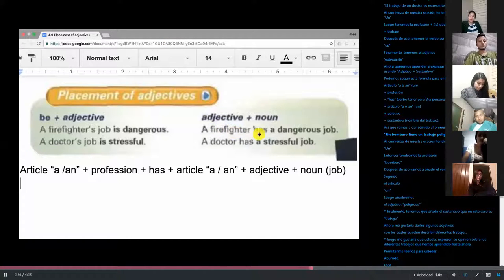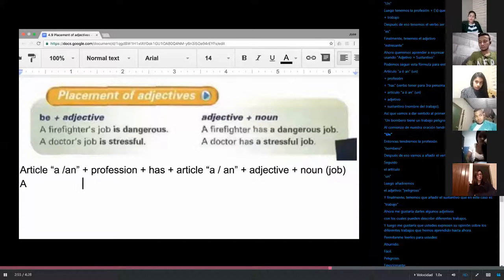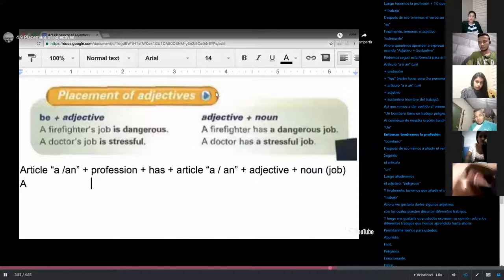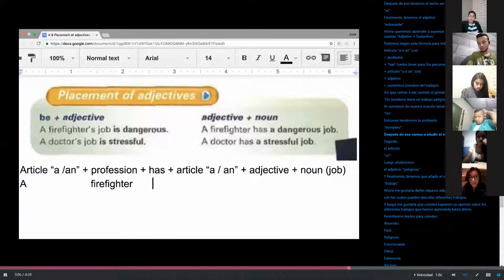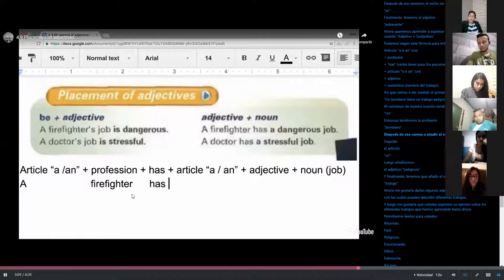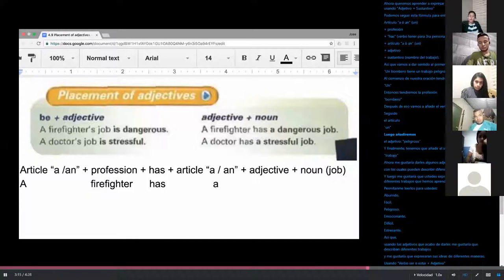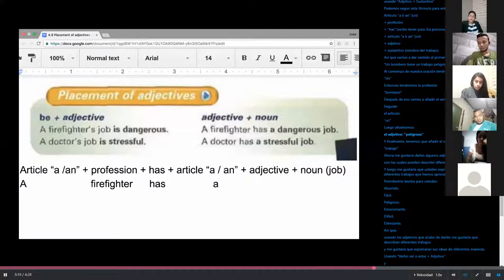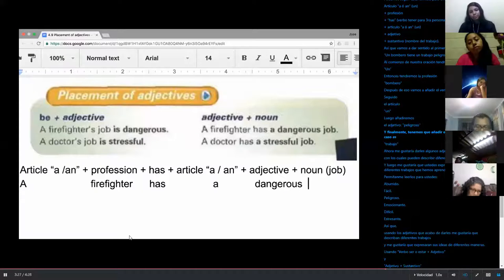A firefighter has a dangerous job. At the beginning of our sentence, we will use an article, a. Then we will have the profession, firefighter. After that, we add the verb has. Next, the article a. Then we will add the adjective. And finally, we need to add the noun, which in this case is job.